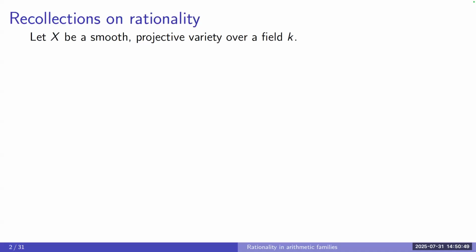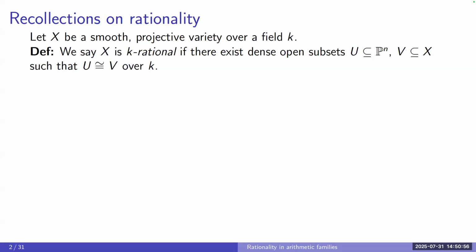Okay, so let me start with some recollections on rationality. So I'll let X be a smooth projective variety over a field K. Then we say X is rational over K, or K-rational, if there are dense open subsets U in P^n and V in X such that U and V are isomorphic, actually over that field K.